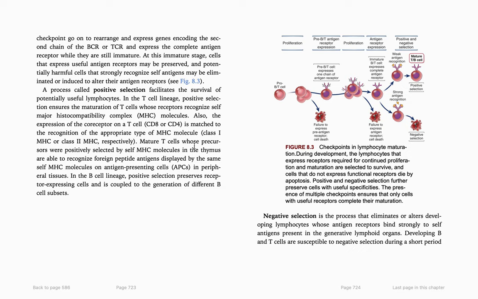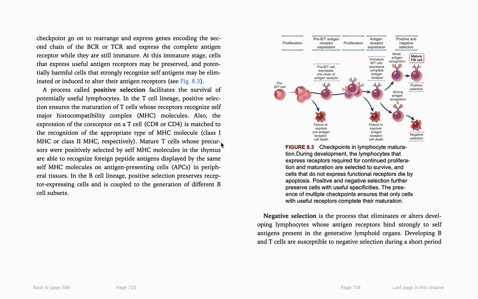Mature T cells whose precursors were positively selected by self MHC molecules in the thymus are able to recognize foreign peptide antigen displayed by the same self MHC molecules on antigen presenting cells in the peripheral tissue.